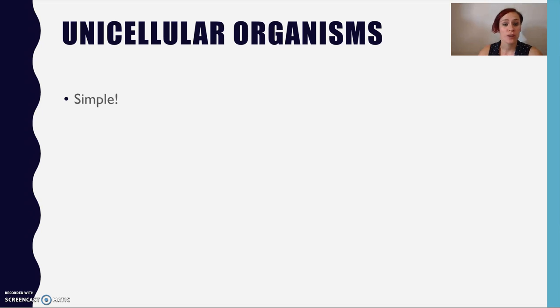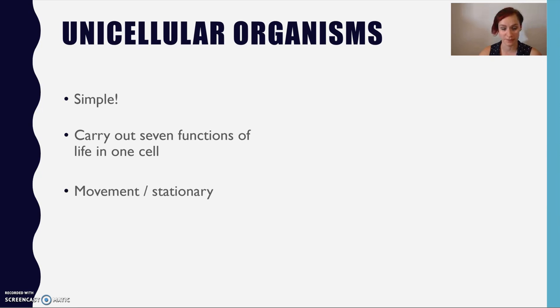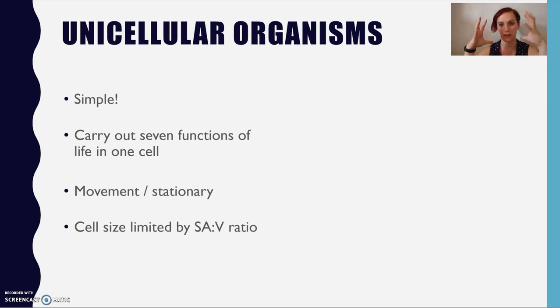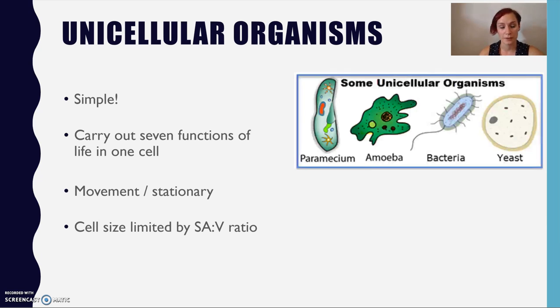So unicellular organisms are nice and simple, and they can carry out all of those 7 functions of life in one single cell. Sometimes they move, sometimes they are stationary, but all in all, their cell size is limited because of the surface area to volume ratio. So if something gets very, very big, its surface area actually gets quite small compared to its volume. We'll look at that a bit later on.